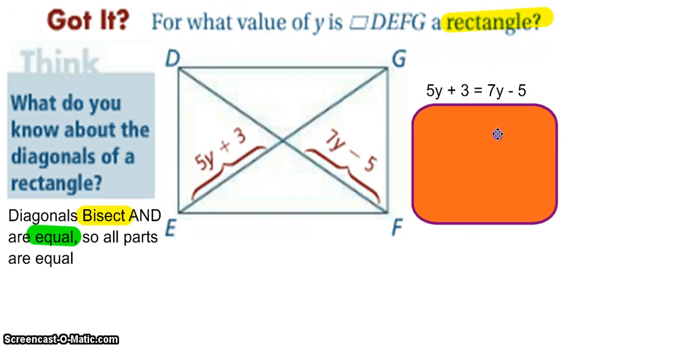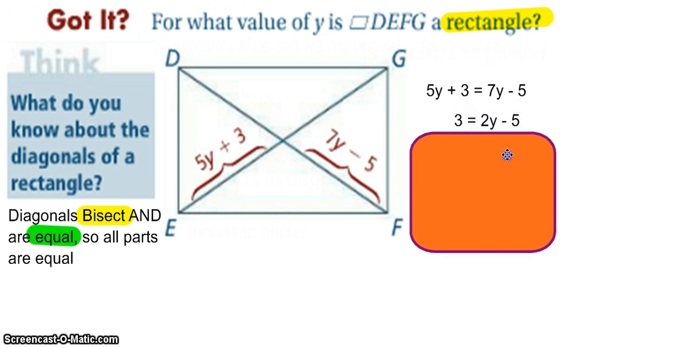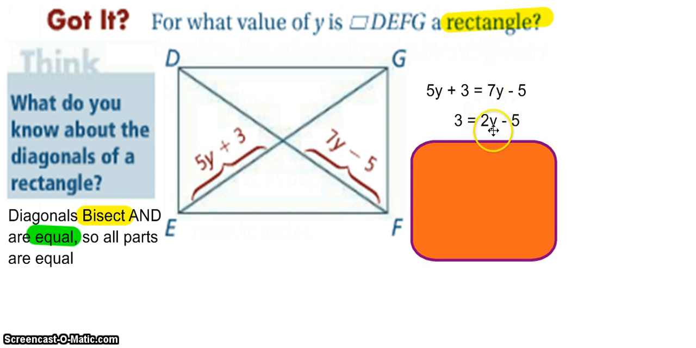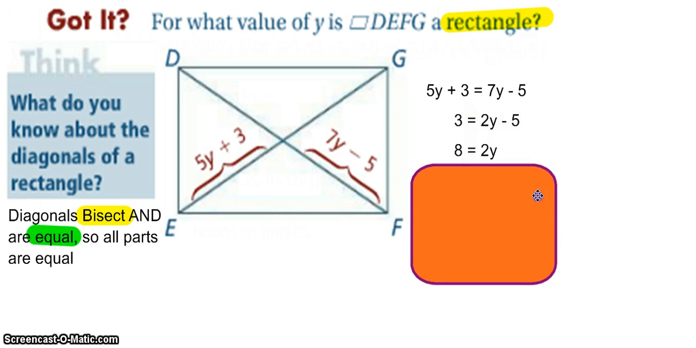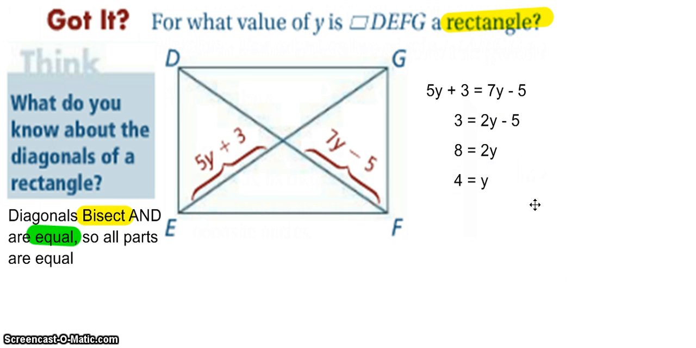So I can start by saying that my 5y plus 3 is going to be equal to my 7y minus 5. From there, I subtract 5y from both sides just because I like keeping my variable value positive. I then add 5 to both sides. So I get 8 is equal to 2y, and then I divide by 2 to find my final value of y to be 4.